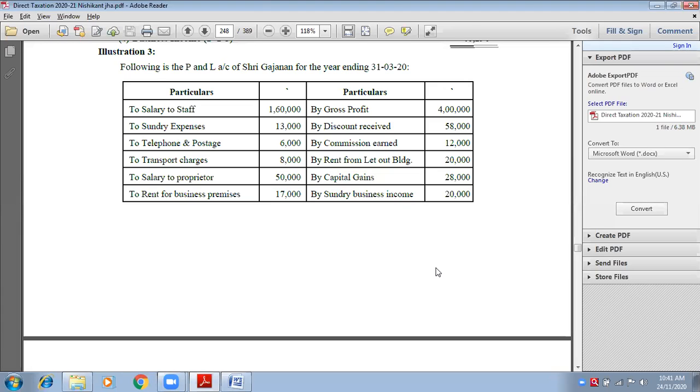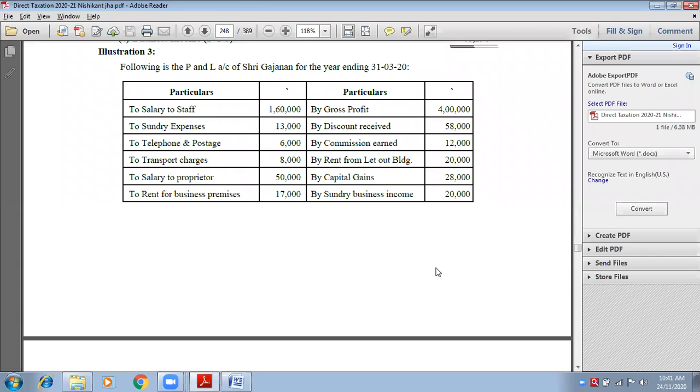Next, capital gains. We have done the chapter of capital gains, no? Okay. So is it related to business? Capital gain means you purchased a capital asset and you sold it. Is it related to business? If it was related to business, why didn't we do it with business and profession? We have done a separate chapter of capital gains. So it must be a different head, no?